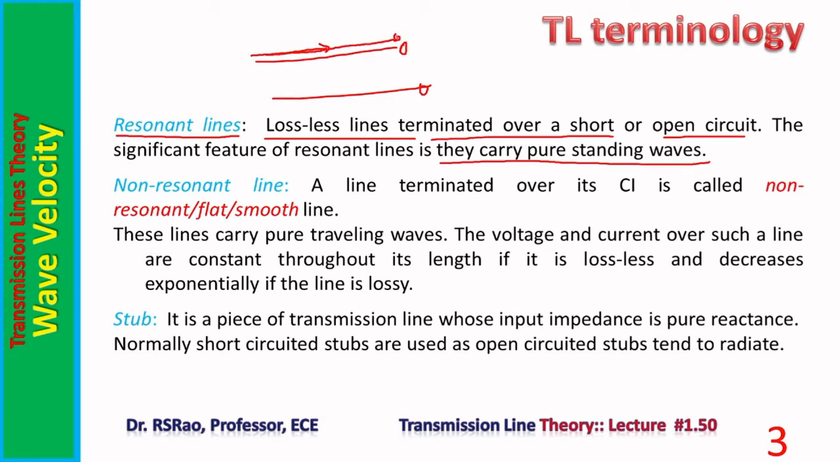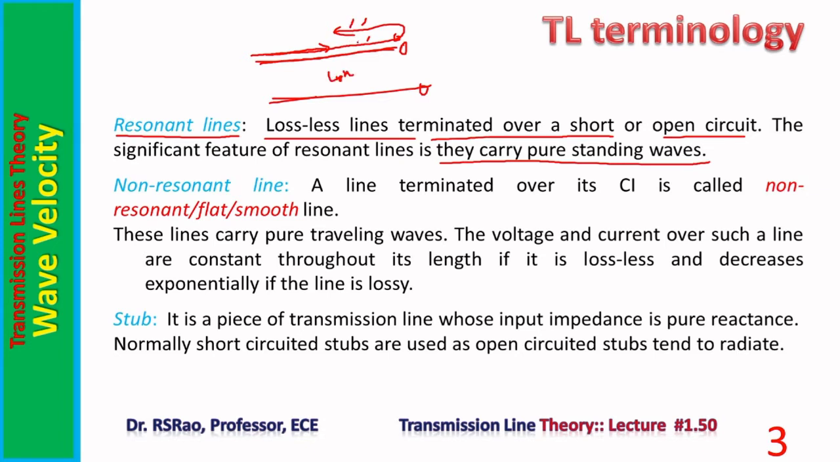reaches the load. Now here the load is open circuit or short circuit or pure reactance. Then what happens? Open circuit cannot accept power. Short circuit cannot accept power. Reactance also cannot accept power. So in such a case, what happens? This entire wave gets reflected. Now you have two waves over the line, and the amplitudes of these two waves all along the length of the line are the same, of course, when the line is lossless.